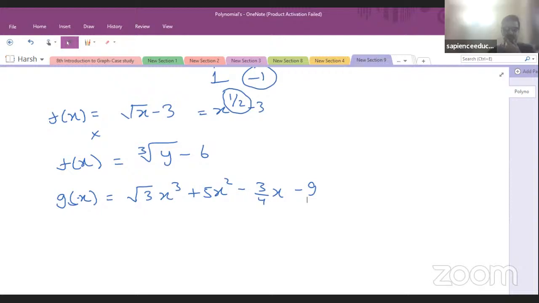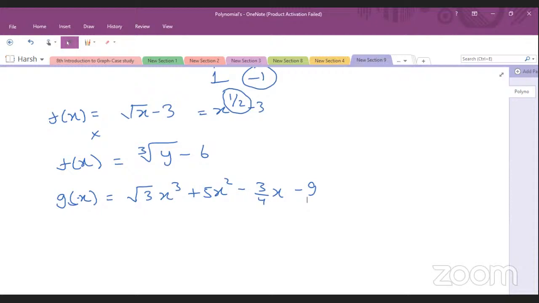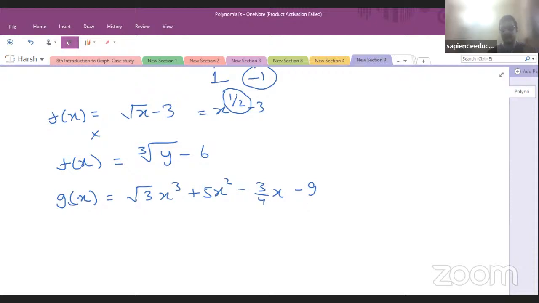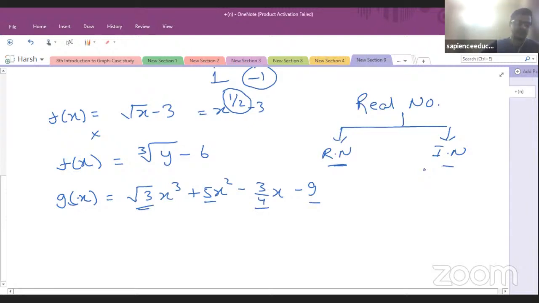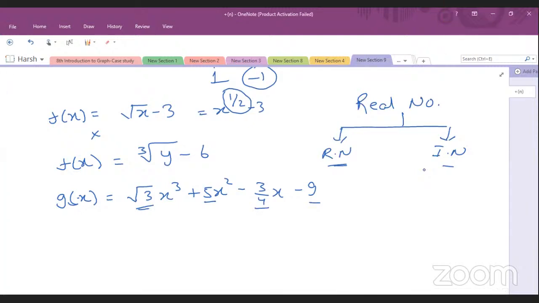Devratna? Understood, sir. Real numbers are rational numbers and irrational numbers. A rational number is in P by Q form. So 5, 3 by 4 and 9 are rational numbers. Under root 3 is an irrational number. So the coefficients can be rational or irrational numbers, so it is a polynomial. Correct? Got it? Yes, sir, understood.